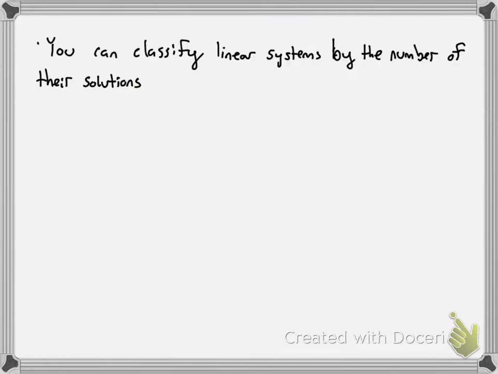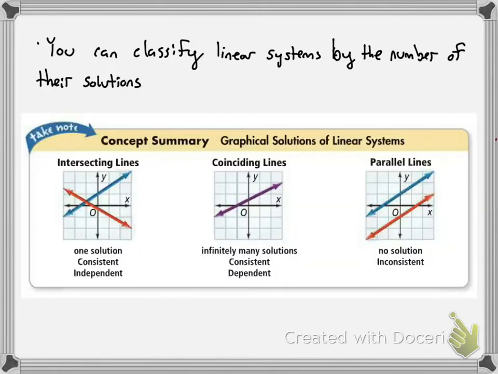So finally, you can classify a system of linear equations by the number of their solutions. So what we just looked at was an equation with one solution, but there's also two other situations. You could have one solution, as you can see on the left. Coinciding lines is when you have the same line, so one line on top of each other. You might remember that from Algebra 1 as infinitely many solutions. And then finally, if you have parallel lines, they never intersect, so that would be no solution.